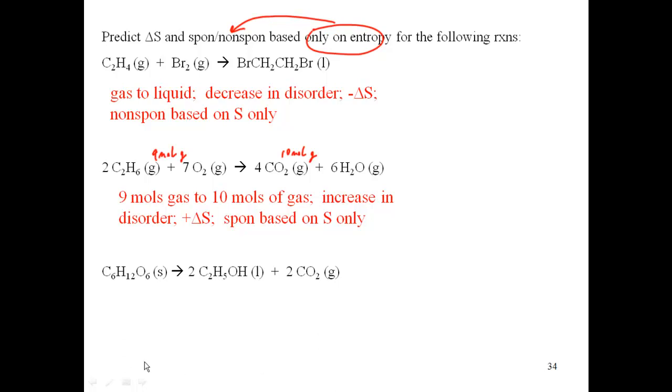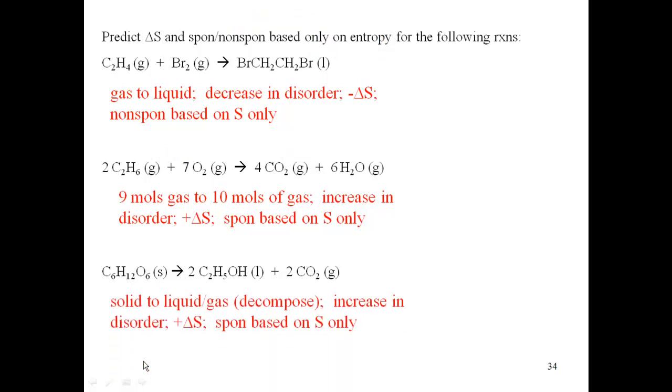I have glucose breaking up into ethanol and carbon dioxide. I'm going from a solid to liquids and gases, so I'm going from a highly ordered system to a less ordered system, or from low disorder to more disorder. You can also look at this as decomposing, going from 1 molecule to 4 molecules. That's more disorder. So in both cases, we're increasing in disorder, or a positive delta S. Therefore, we're looking at a spontaneous reaction based solely on entropy. So a solid going to liquid and gas, decomposing into more molecules, is an increase in disorder, a positive delta S, and spontaneous based on just entropy.